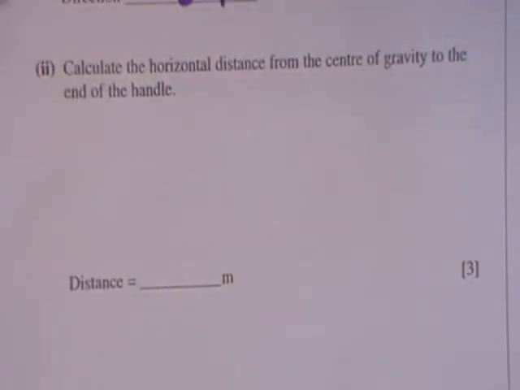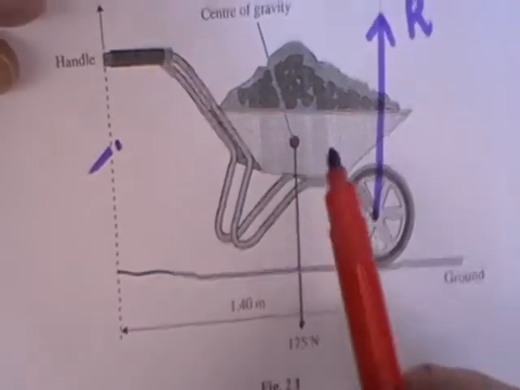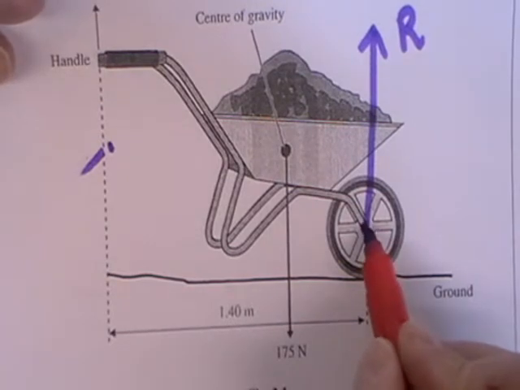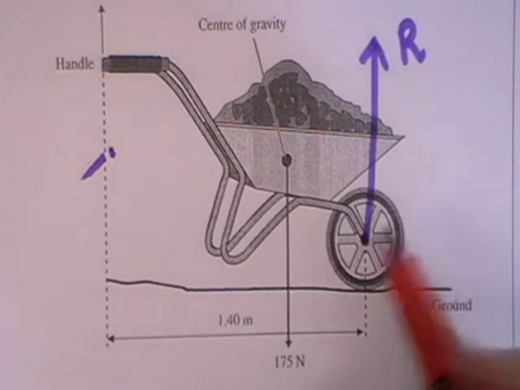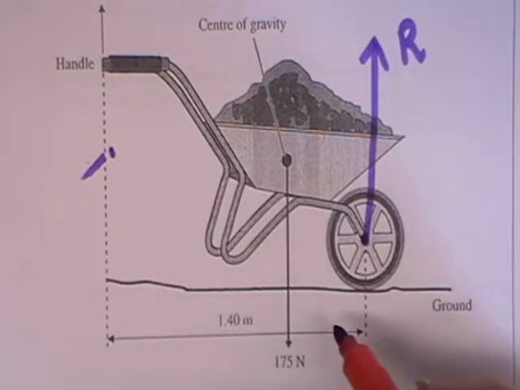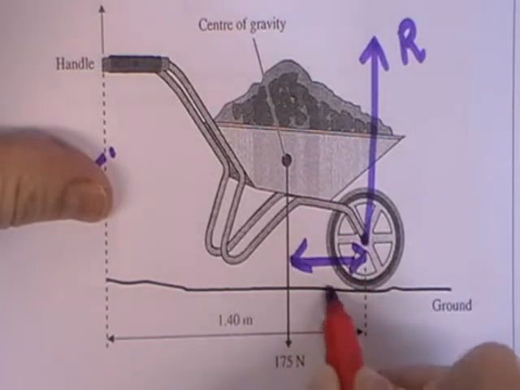Calculate the horizontal distance from the centre of gravity to the end of the handle. If you have a look at the diagram again, you have to take your moments about the pivot, or about the wheel, and therefore when you find your distance out, you're going to have to take it away from 1.4 metres. So you just need to be careful about that. We're looking for this distance here first of all.